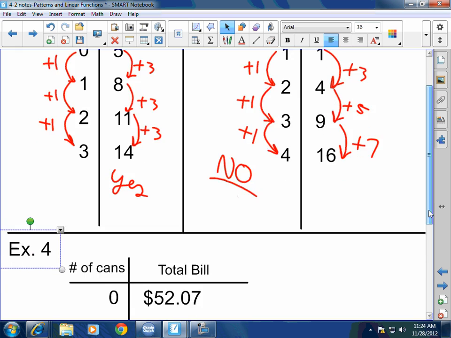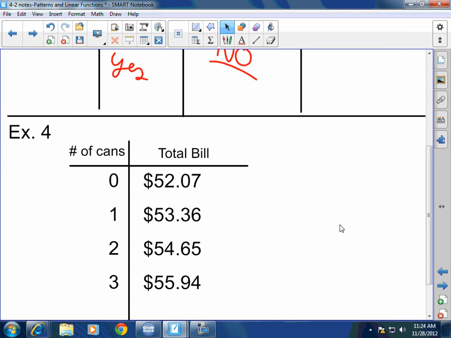Okay, how about if we're talking about money? Let's say we're buying cans, okay? A number of cans, that's the X, that's the independent. I can buy 0, I can buy 100. And the total bill is dependent on how many cans you buy. If you buy 0 cans, it's 5207, that means that you have other items in there, guys. 1 can is 5336, 2 cans 5465, 3 cans 5594. Let's see if this is linear.